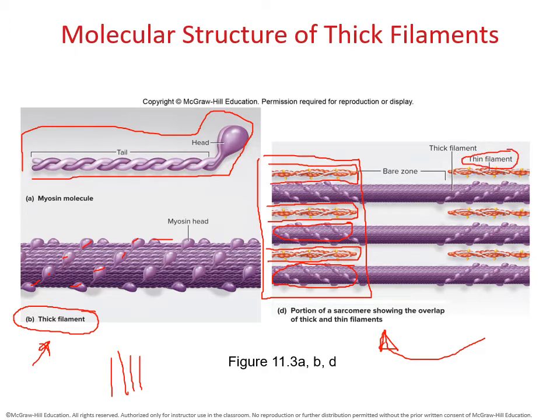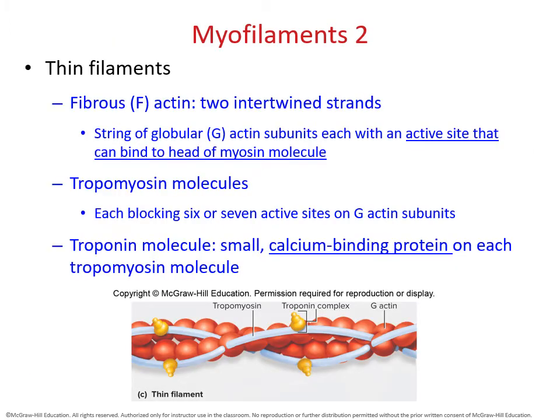So if the thick filament looks like a golf club and it's made out of myosin, what exactly is the thin filament about? Let's click over to the next slide and take a look at that one next. All right, now our thin filament is going to be composed of actin. Once again, we're going to see that there are two intertwined strands. I'm going to ask you to take a look at the illustration towards the bottom of the slide. The actin is represented by the red balls.